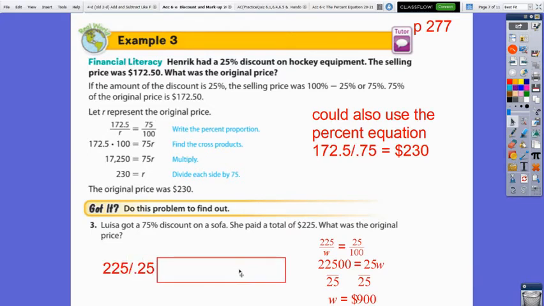Or in one step, 225 divided by 0.25, right? $225 is 25% of what? Now, the other thing you could do is if you recognize that that's 25%, you can just multiply it by 4, right? If 225 is a quarter of the original price, 4 times 225 is the original price. Dividing by 0.25 is the same as multiplying by 4, $900.